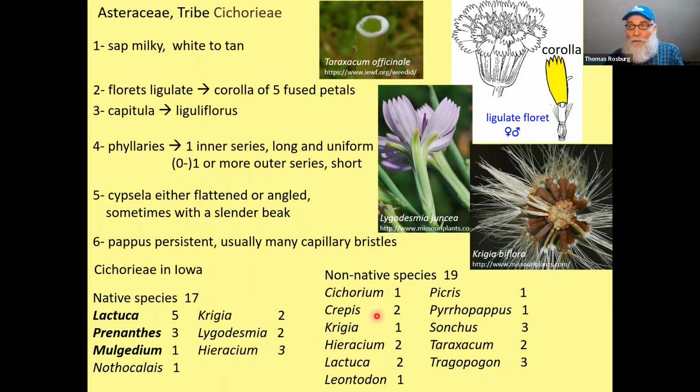Crepus is called hawksbeard. Cichorieae, again, we've got 2 native and 1 non-native. Hyraceae, hawkweed, 3 native, 2 non-native. There's a couple of non-native Lactucas we're going to be looking at. Leontodon, that is called fall dandelion. Picris is called oxtongue. Pyropappus, that's called false dandelion. Sonchus is sow thistle. Traxicum is our friendly dandelion that grows out in our yards, of course. And Trigopogon is goat's beard.